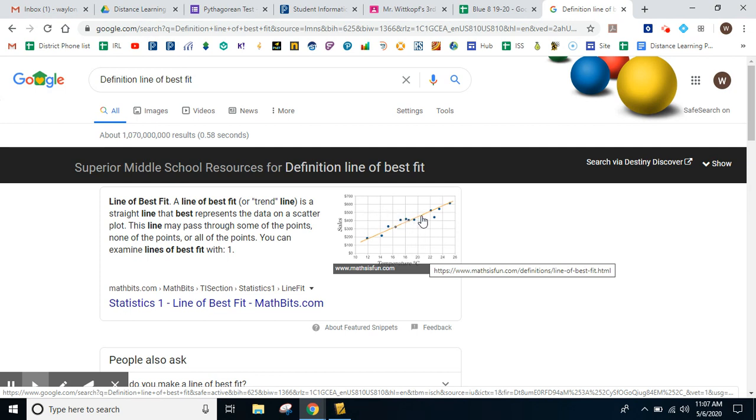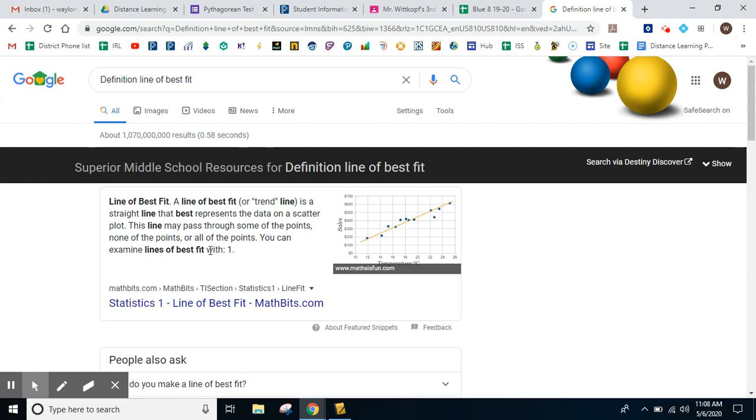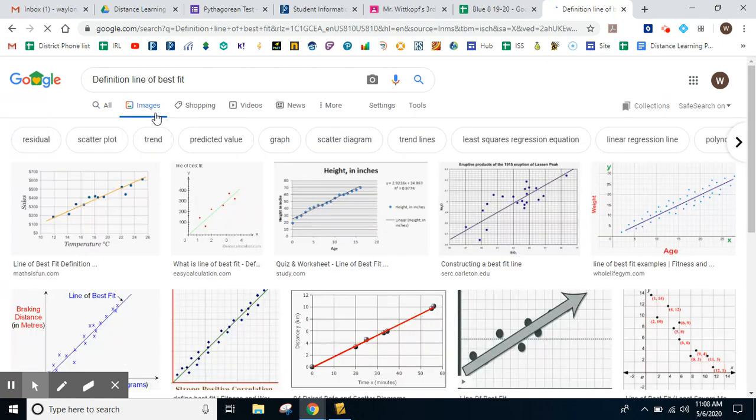Now, does that mean if it's 21 degrees, we're going to have exactly $500 in sales? No, right? Because it's just an estimate. It allows us to make a guess. So that's what we do with the lines of best fit. You draw them in, and then you use them to make predictions about something. So let's look at a whole bunch of these. I'm just going to click over here on the images, and we'll look at some.